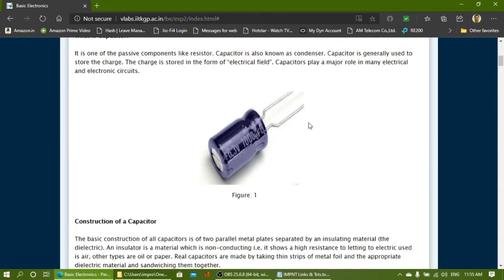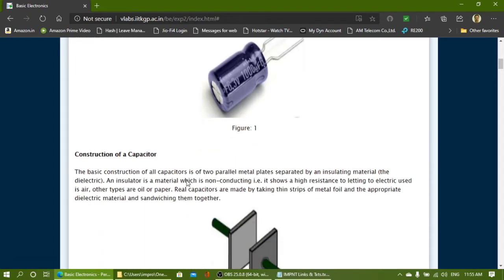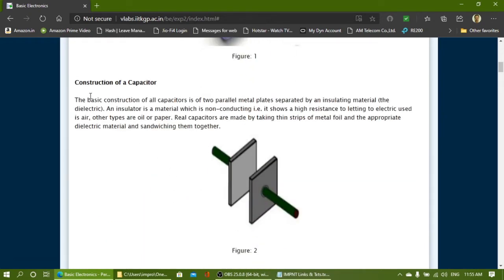This is a conventional electrolytic, also polarized capacitor, because it has a negative polarity marked on the body, and every capacitor has the capacitance value as well as the maximum working voltage mentioned by the manufacturer. This is a conventional construction of the capacitor.